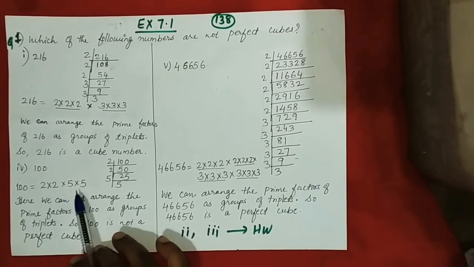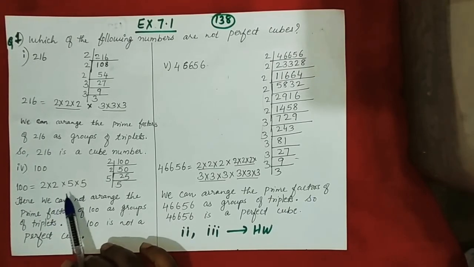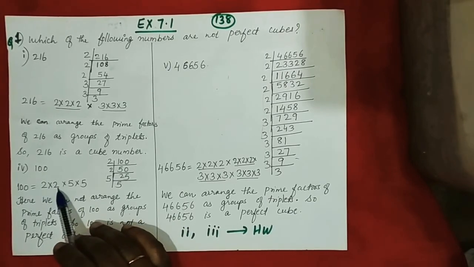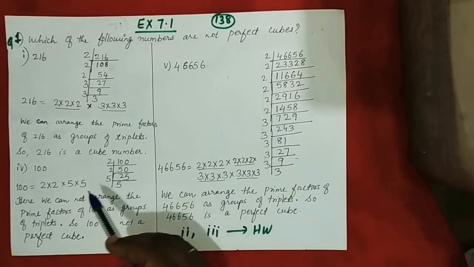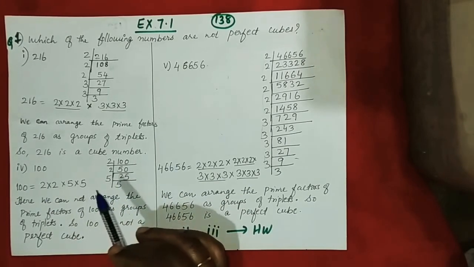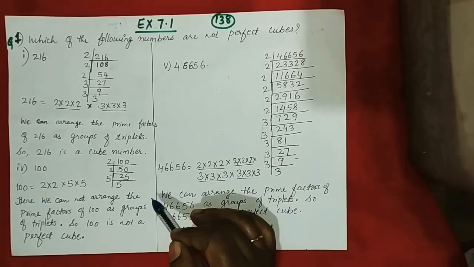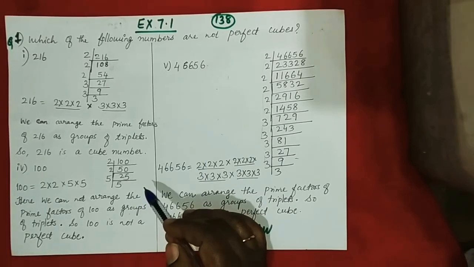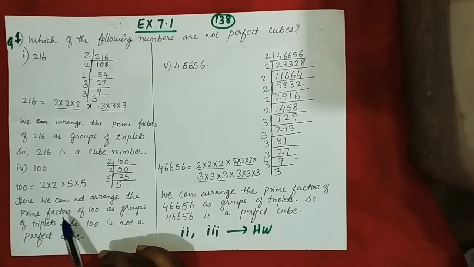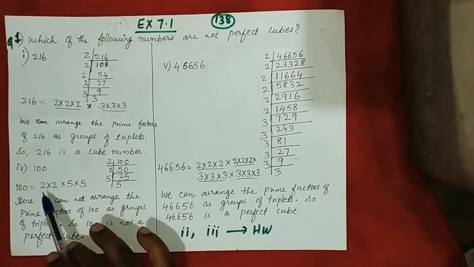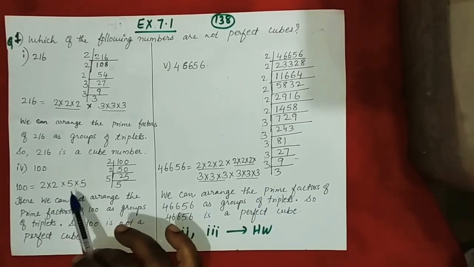Here we cannot arrange the prime factors of 100 as groups or triplets. See here one 2 is missing and one 5 is also missing. So what does it mean? It is not a perfect cube number. We cannot arrange them as groups or triplets. So 100 is not a perfect cube. One 2 is missing and one 5 is missing.